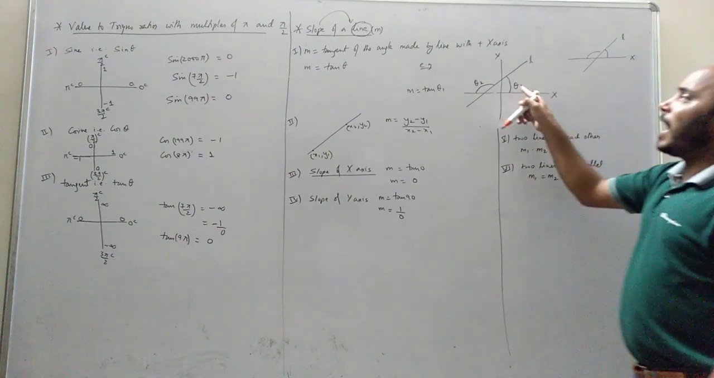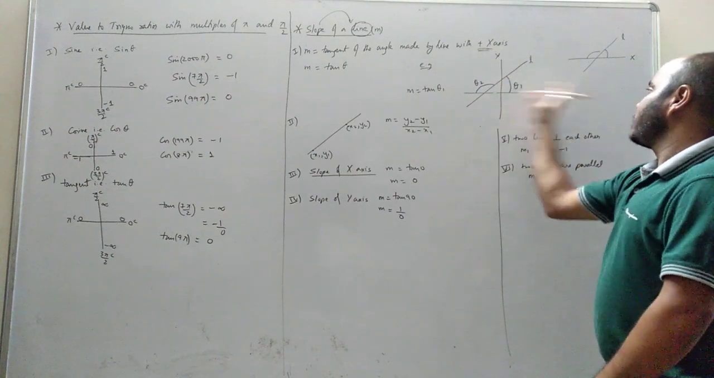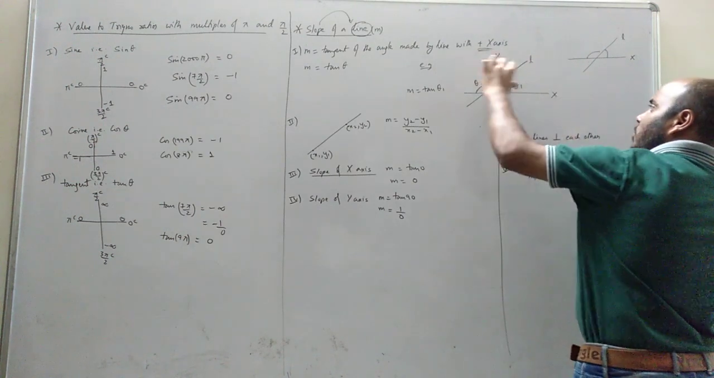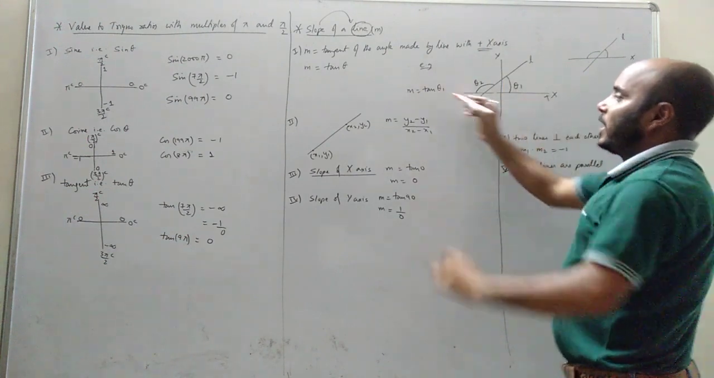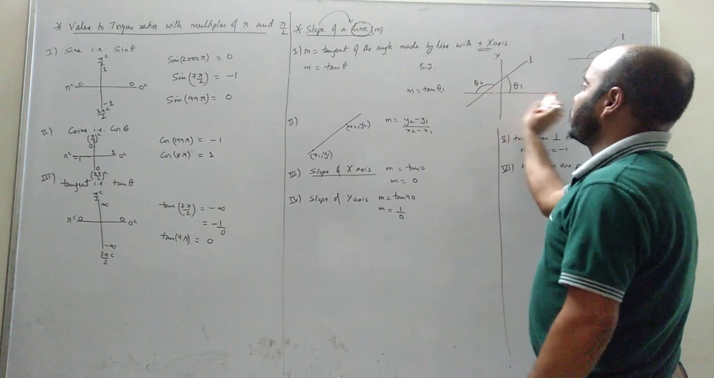So now, which is the angle made with the positive x-axis? This angle is towards the positive x-axis. So theta 1, so slope is tan theta 1. And this should be the angle with the positive x-axis.